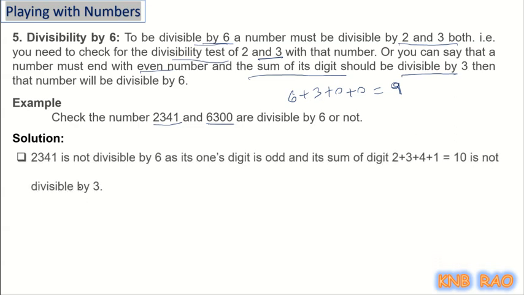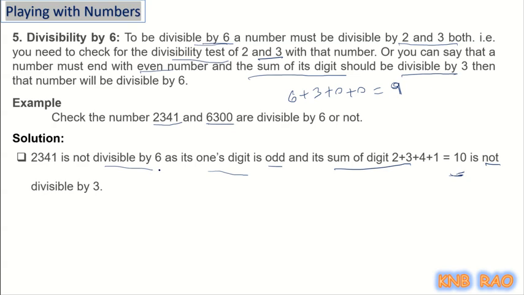Here, 2341 is not divisible by 6 as its ones digit is odd and its sum of digits is also not a multiple of 3, which means the sum of digits is not divisible by 3. Thus, it is not divisible by 2, and it is not divisible by 3. But if it is not divisible by any one of them, if it is not divisible by 2 or 3 or both, then it is not divisible by 6. Understood?